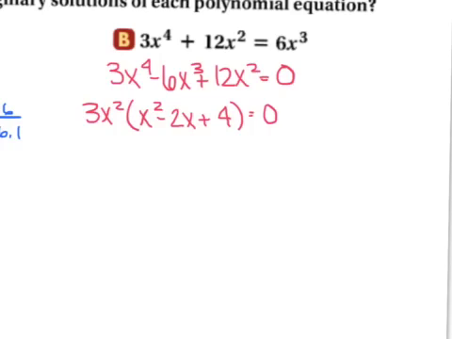Look inside your parentheses. What factors of 4 could give you 2? Are there factors of 4 that can give me 2? No. I've only got 1 and 4 or 2 and 2. Nowhere can I add those or subtract those to make them equal 2.